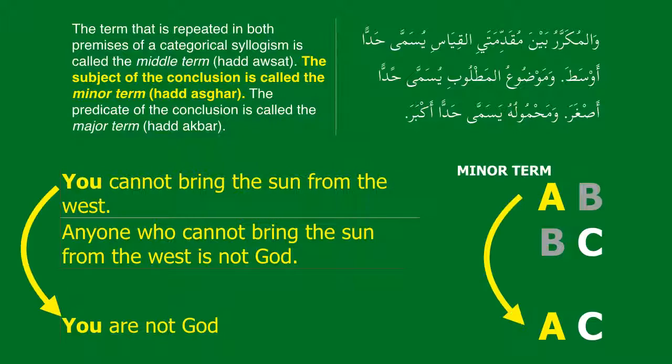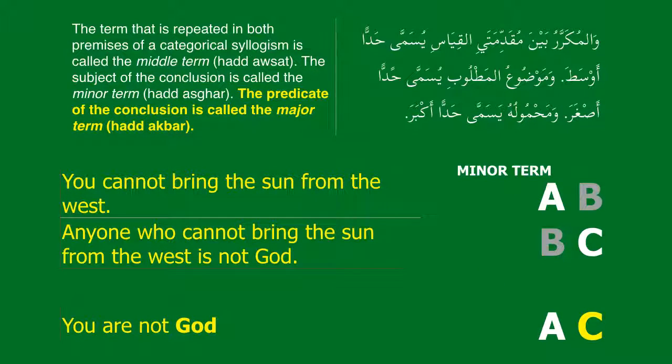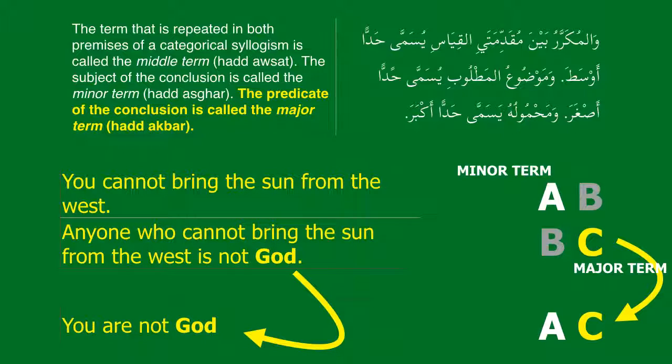So A, where did it come from? It came from the first premise. The first premise has A. A in the first premise is called the minor term, because it's going to be the subject of the conclusion. And C is called the major term. What's the major term? The major term is the predicate of the conclusion. So the major term is in the second proposition, B, C, and anyone who cannot bring the sun from the west is not God. You are not God. That's the predicate of the conclusion. And so C is called the major term.